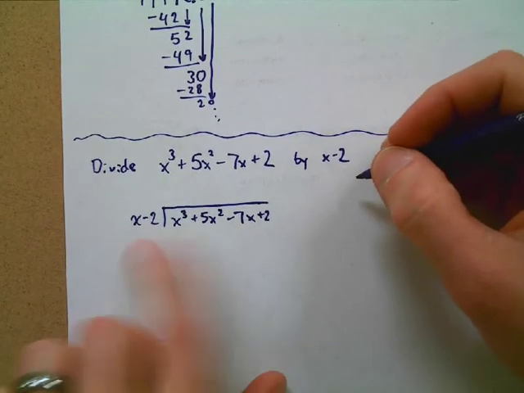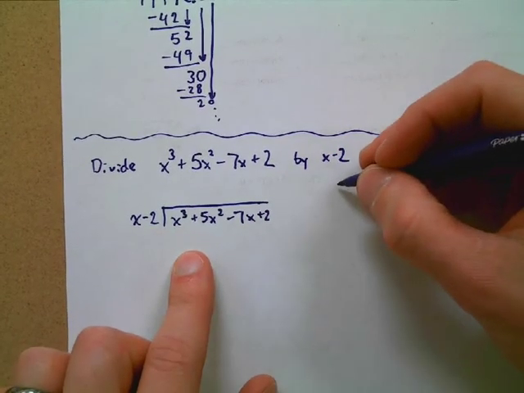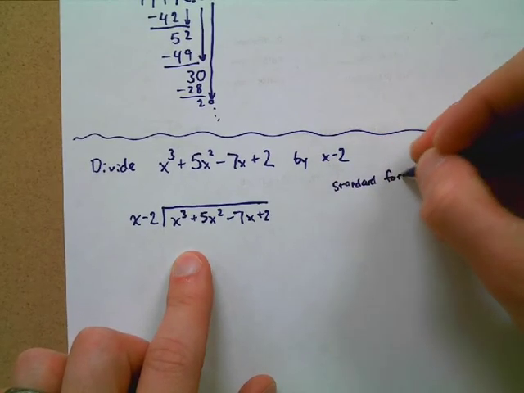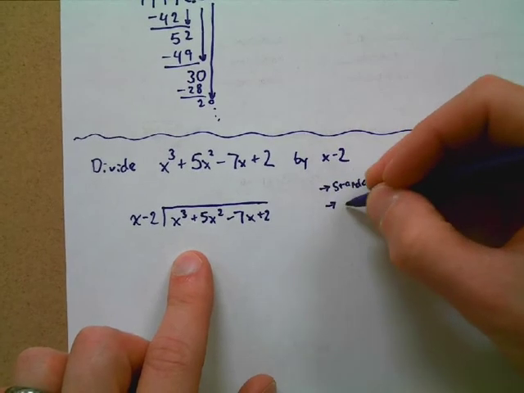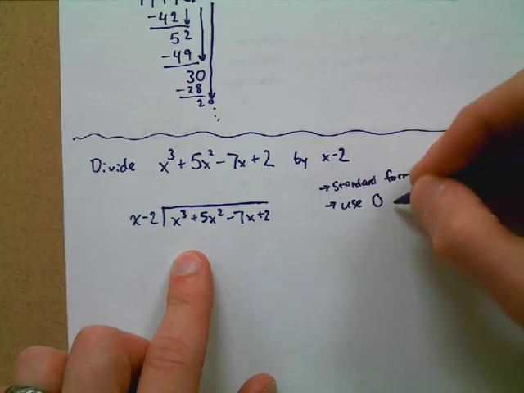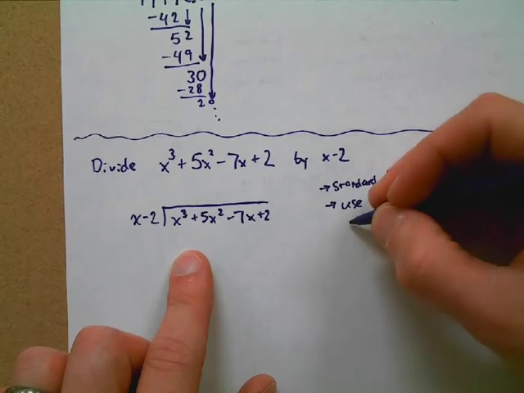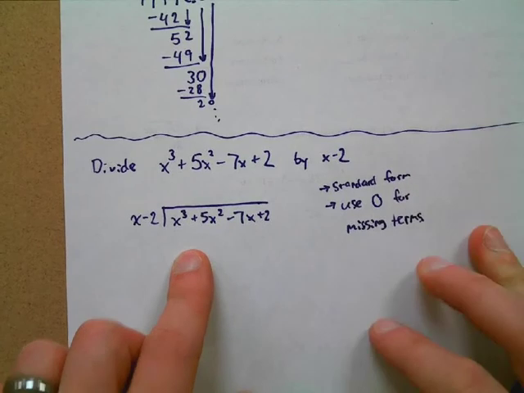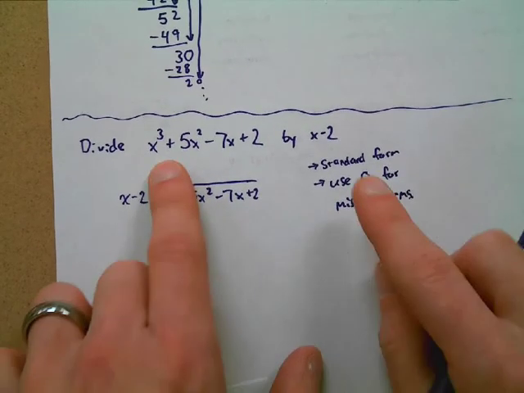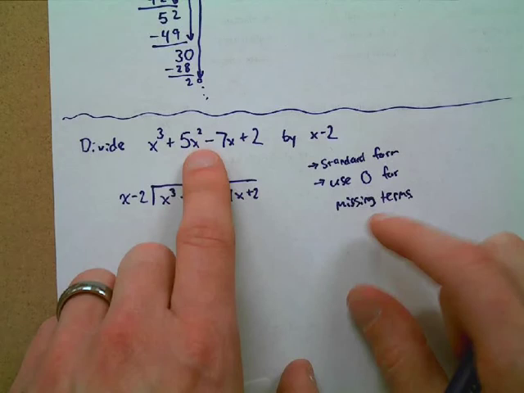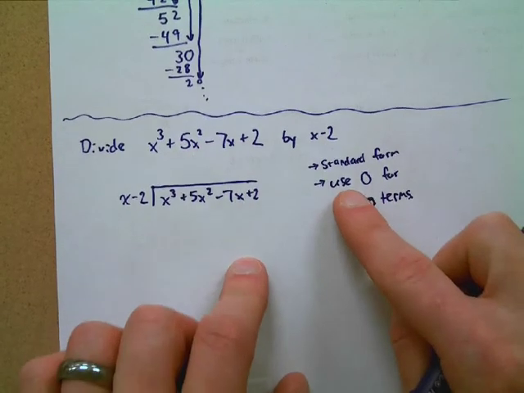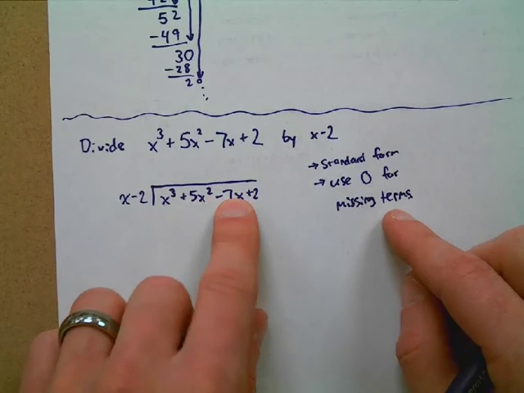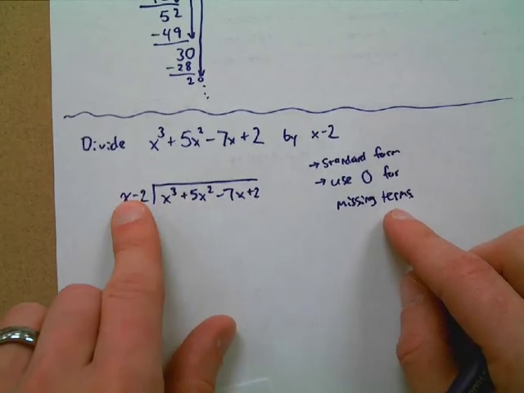When you do polynomial division, you want it to be in standard form, and you want to use 0 for missing terms. That's not a problem here. When we go to do our long division, you want to make sure that you are in standard form, which we are. This one's also in standard form. And you want to use zeros for missing terms. We are not missing any terms here. It goes x cubed, then x squared, then x, then our number. No missing terms with our divisor either. So we can go ahead and do this.